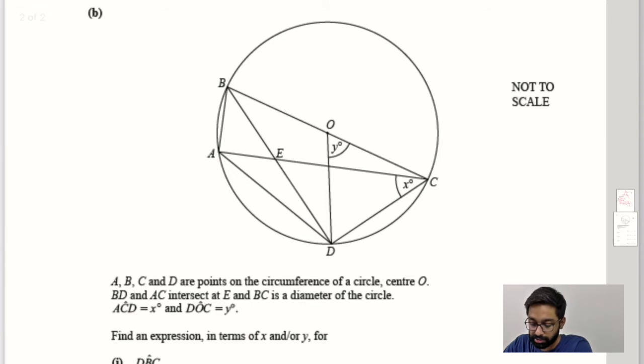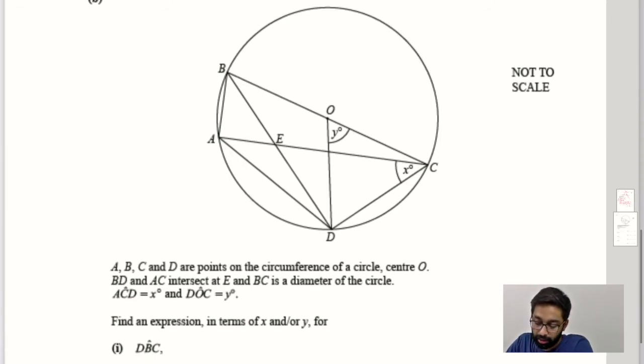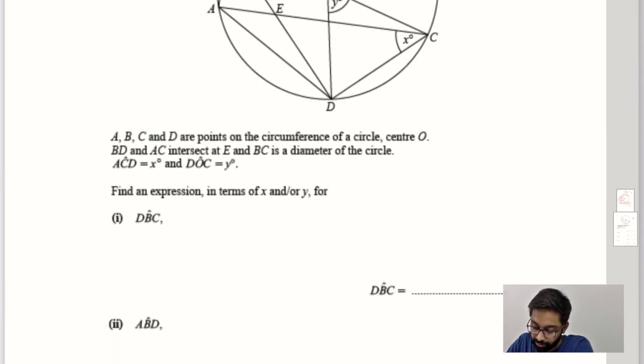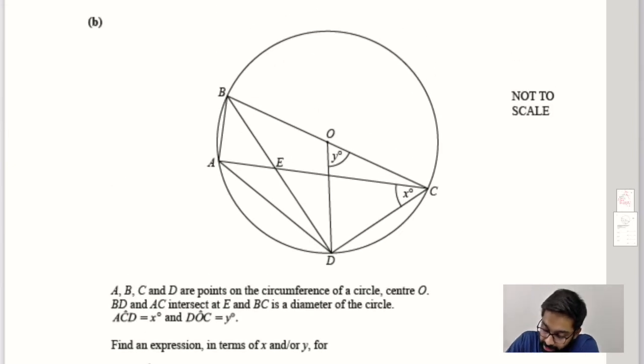Now they've given us a cyclic quadrilateral inside a circle, and the 4 points are A, B, C, D. They are on the circumference of a circle with center O. BD and AC intersect at E, and BC is the diameter of the circle. ACD is x degrees and DOC is y degrees. Find an expression in terms of x and or y for DBC. DBC is this angle right here.